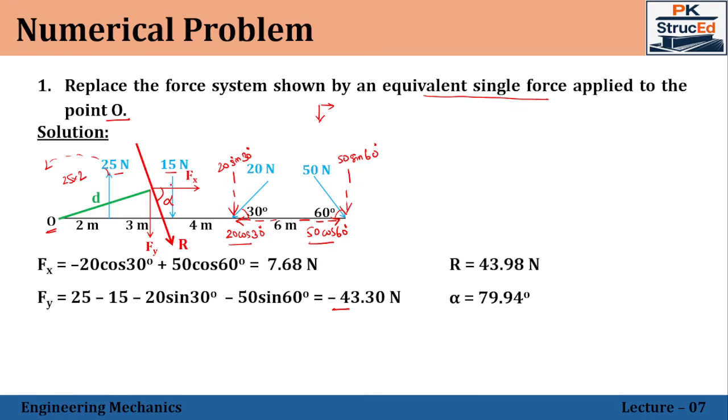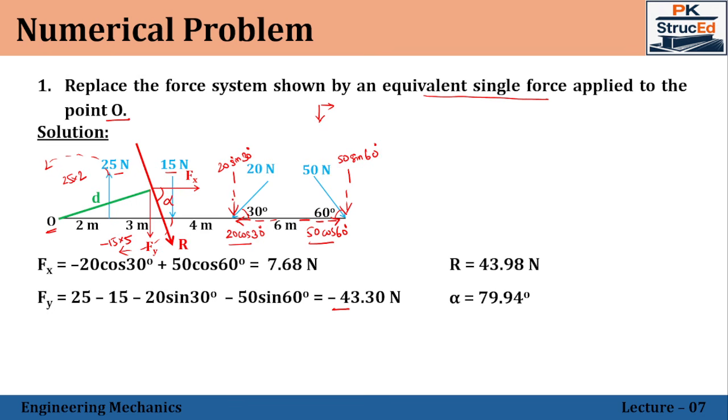Now we shall move with the 15 Newton force. The 15 Newton force is acting on the right side in the downward direction. So if I am rotating this force about the point O, it tends to rotate in the clockwise direction. So that value will be minus 15 into 3 plus 2, which comes to 5.